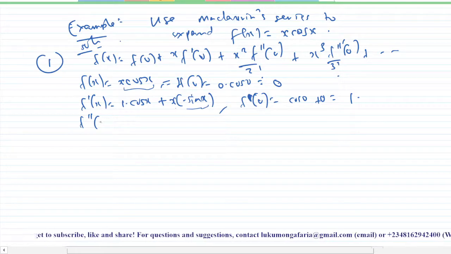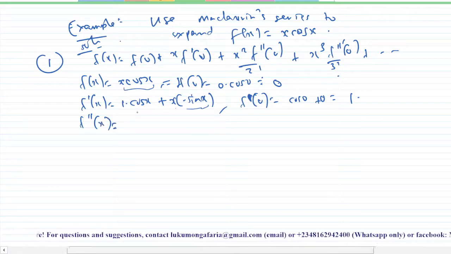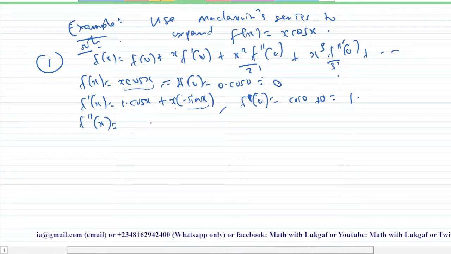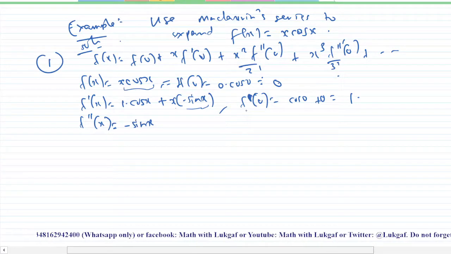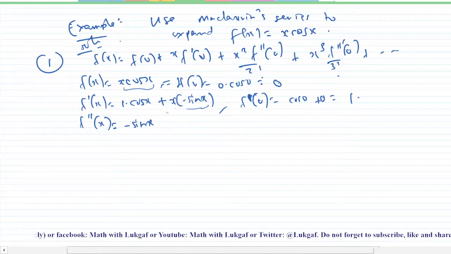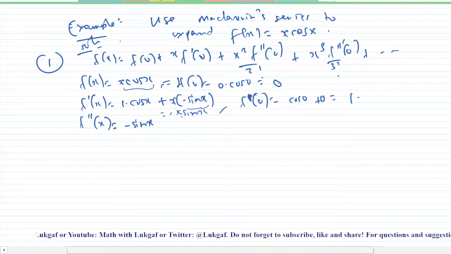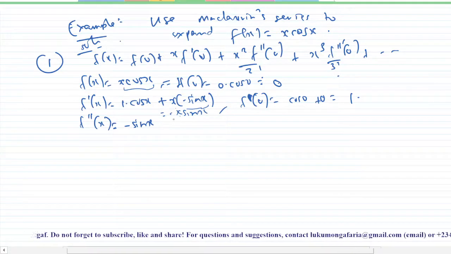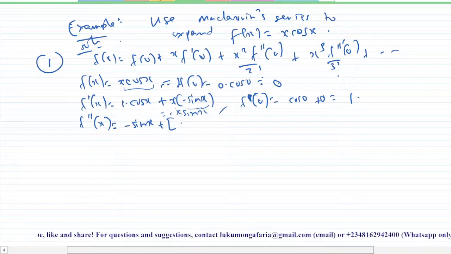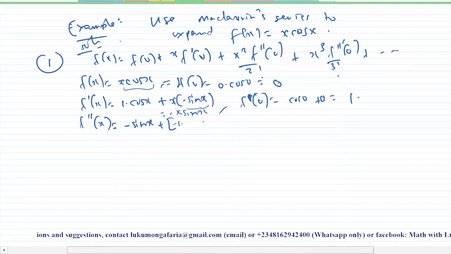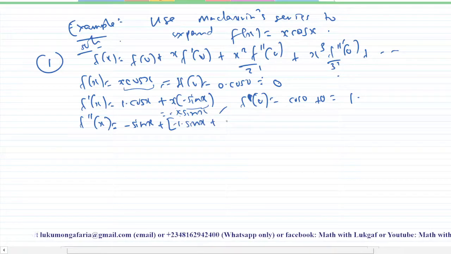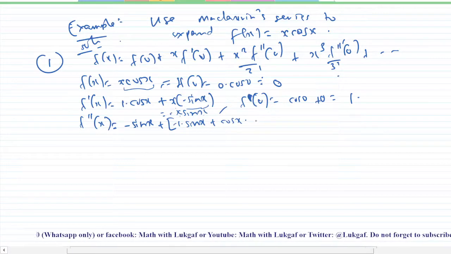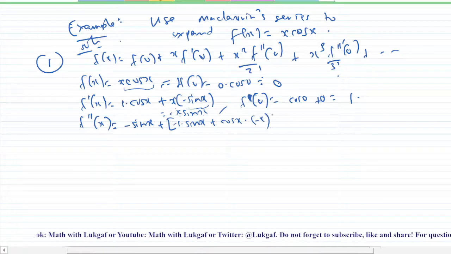Okay, find your f double prime of x as well. If you differentiate this again, the derivative of cos x is what? Minus sin x. You understand? This is also a product rule because this is a function and this is another function. Don't forget I told you you are going to use the product rule. So you differentiate the first, that's minus 1, leaving the second as it is, that is sin x, plus differentiating the second, that is cos x, leaving the first one as it is, that is minus x. You understand now?